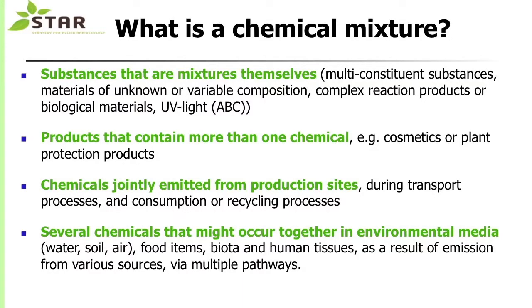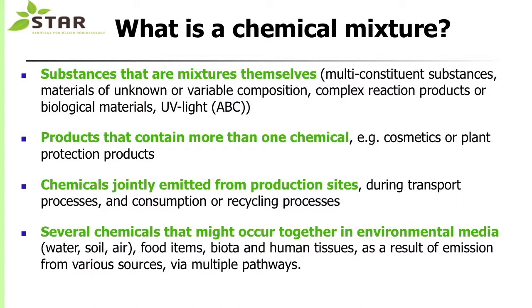Today we're going to talk about mixtures of different chemicals or components in the environment and how to approach them. What is a mixture? A mixture can be different things. For example, it can be a substance that on its own is already a mixture, for example UV light. You cannot distinguish between UVA, UVC and UVB. Products that contain more than one chemical are also mixtures.